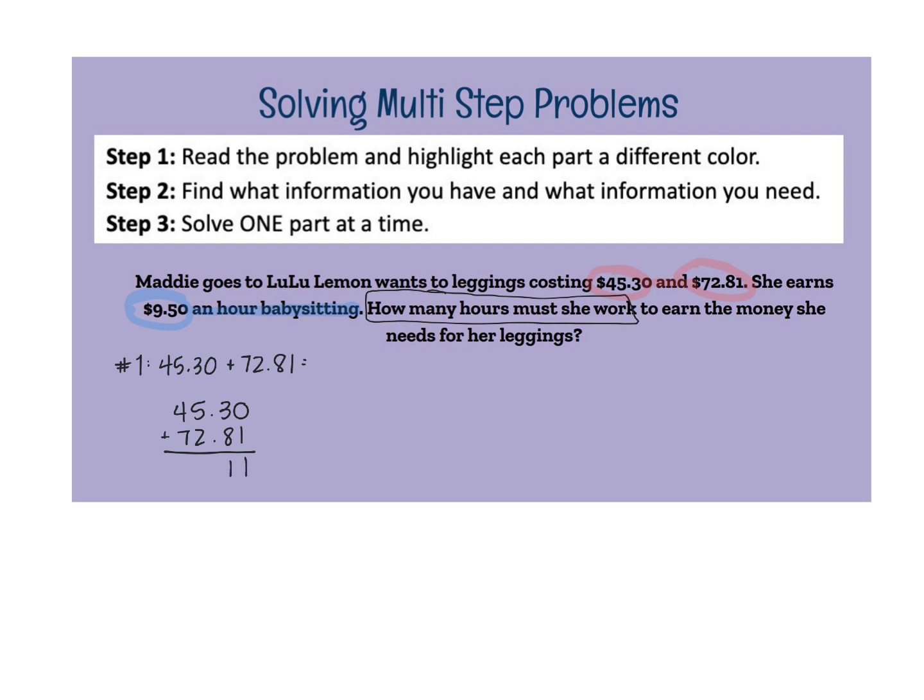When I add these together, stacking all of my decimals, I get 118.11. But that's not my final answer, that's just how much total money Maddie needs. Next up is step 2. We're trying to figure out how many hours she must work to earn the money she needs for her leggings.